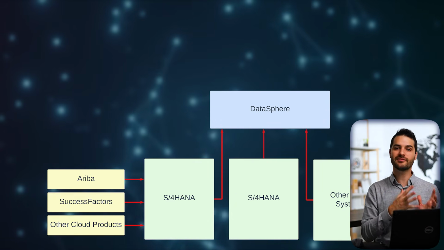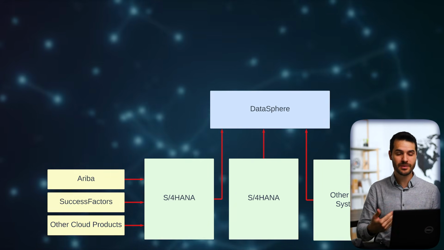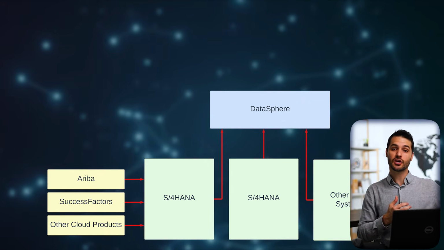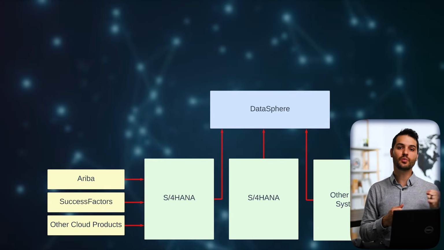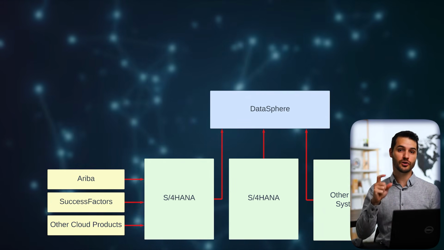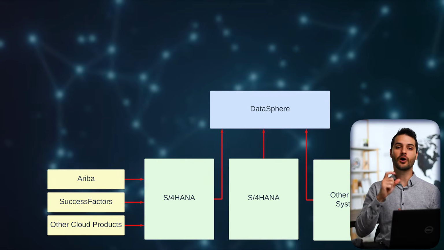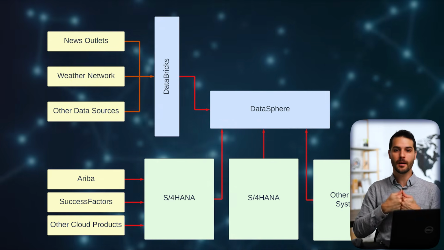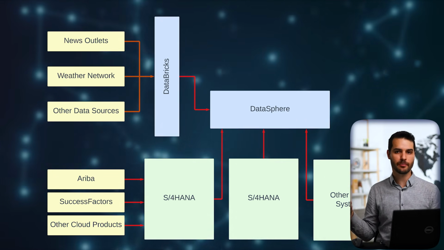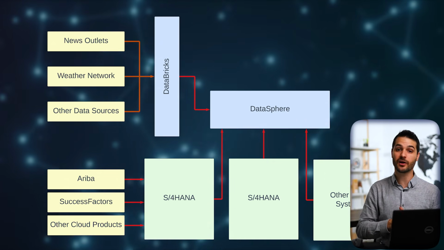Any source that's relevant to your business in terms of how you're going to run the business and make certain calculations, you might want to pull in that external information. To do that, you would utilize the partnered product from SAP called Databricks. Databricks is not owned by SAP, but it's a closely allied partner. And Databricks can do a number of things. It can actually serve as a data warehouse on its own.